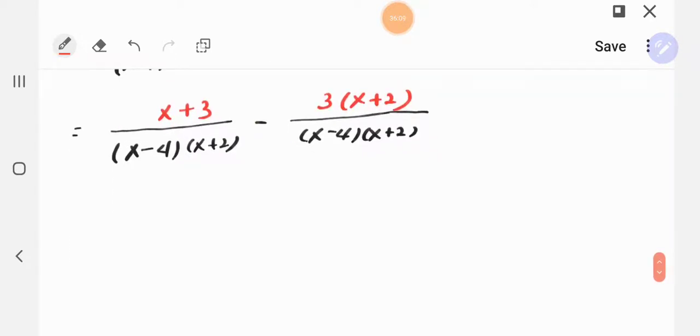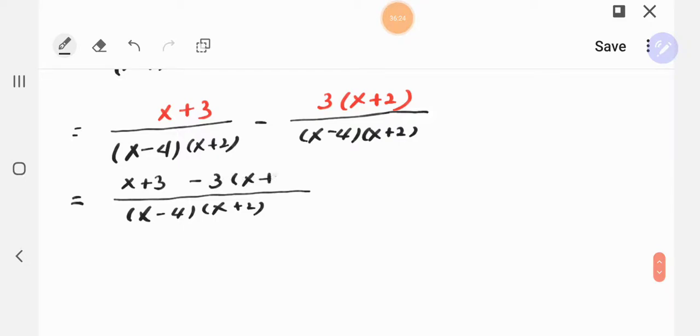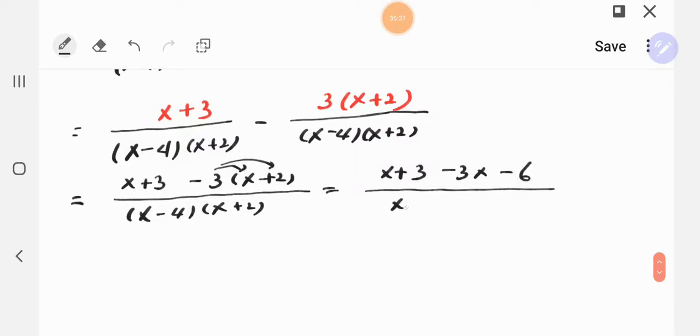Okay. Then simplify. Since the denominator is the same, we can add the numerators. The numerator is x plus 3 and then minus the whole numerator. Then simplify the numerator. So x plus 3 minus 3x minus, this minus 3x, and this one is minus 6. x minus 4, x plus 2.